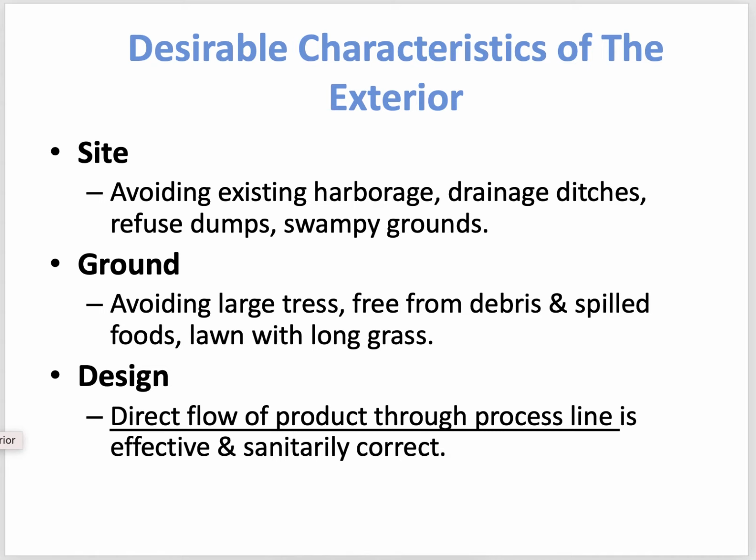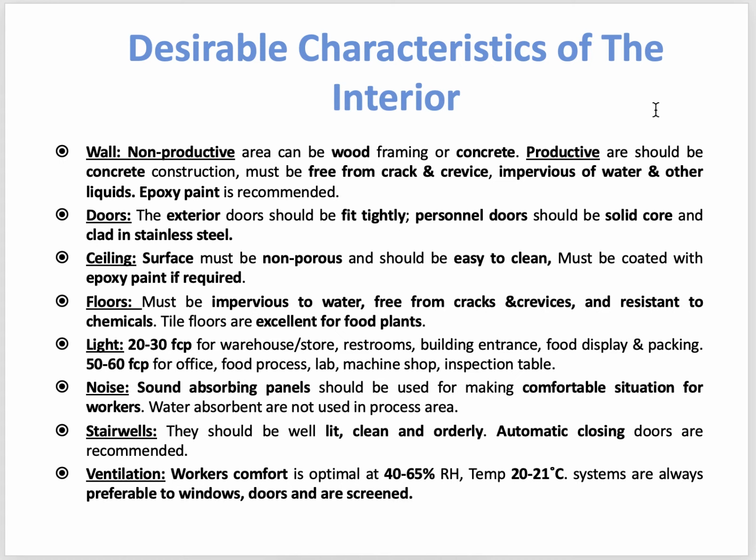Okay, we just learned about the desirable characteristics of the exterior. Now, desirable characteristics of the interior. In the interior of a plant, there are lots of things such as walls, doors, ceilings, and floors. In a food plant, these interiors should possess some desirable characteristics. So let's talk about those. Say for example, the wall. The wall of the productive zone and the non-productive zone are different in a food plant.